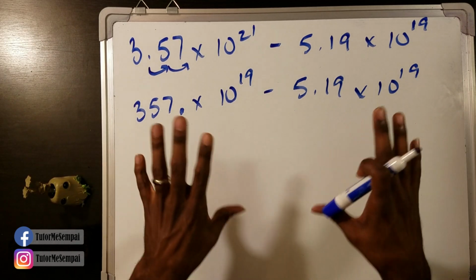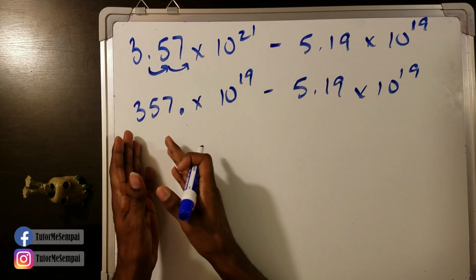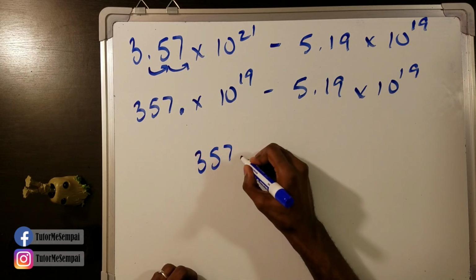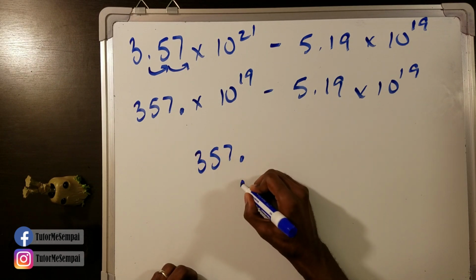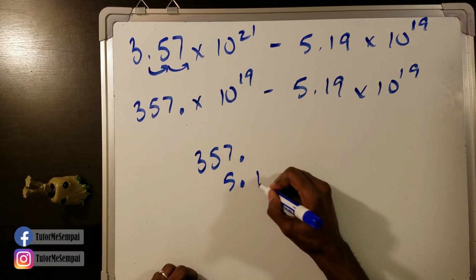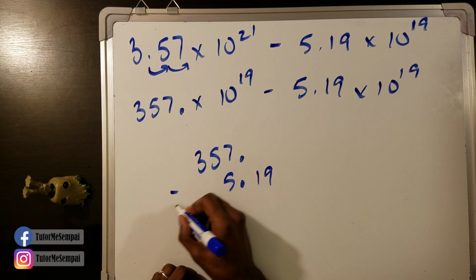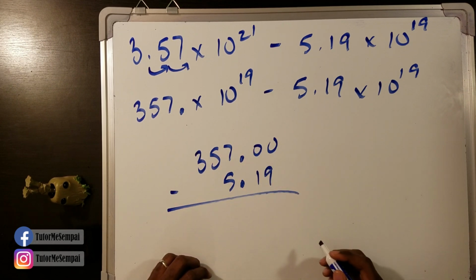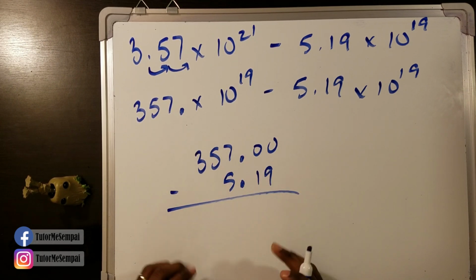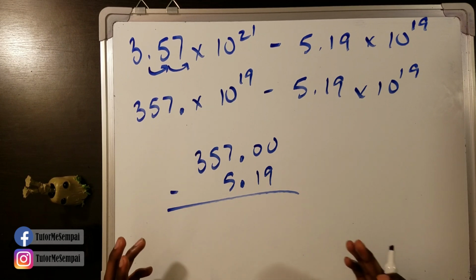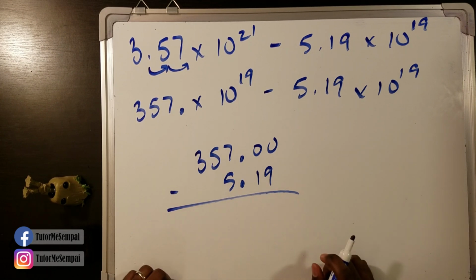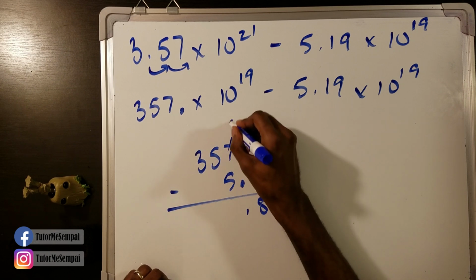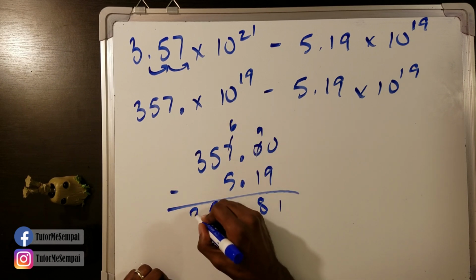So now that we have what we need, we simply subtract the coefficients. So you're going to do 357 with your decimal, and you're going to line up your decimals, 5.19. And you're going to subtract these two. So just to keep things consistent here, what's 357.00 minus 5.19? Well, this is going to be a 1, this is going to be an 8, this is going to be a 1, 5, 3 here.